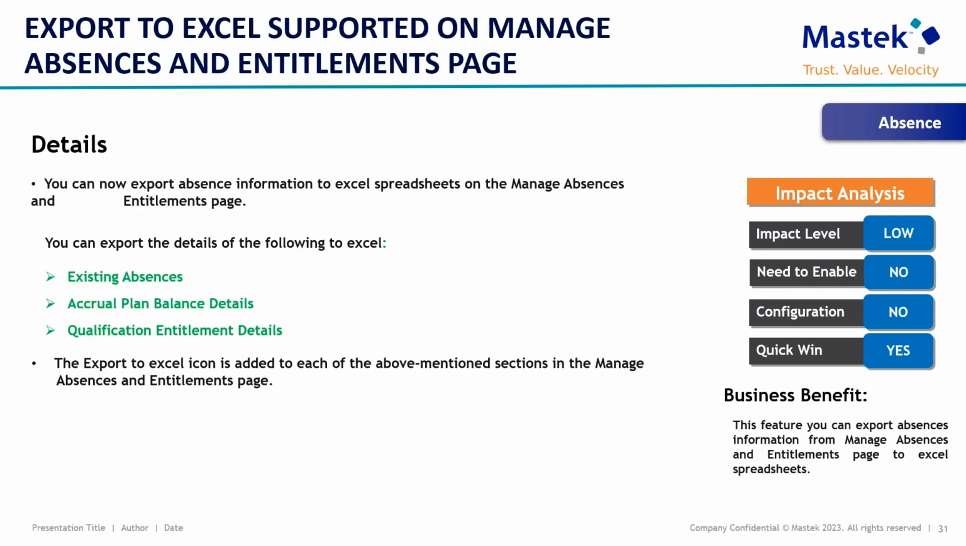The next feature is export to Excel supported on manage absence and entitlement pages. This particular feature is self-explanatory. It says that Oracle has introduced an export option on 3 new pages: the existing absence screen, accrual plan balance detail, which you can download for an individual employee, and qualification entitlement detail, which you can download for an individual employee.